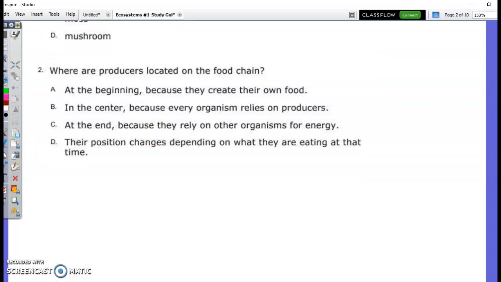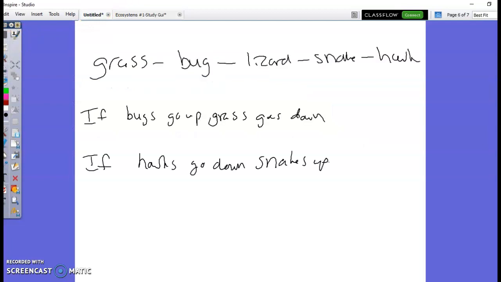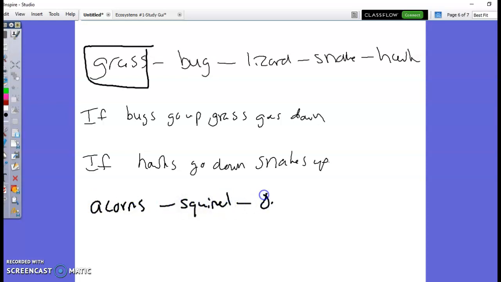Question 2. Where are producers located on a food chain? Okay, I go back because I remember doing a memory dump of a food chain, didn't I? Where is the producer in all of this? Maddox says it's here. Let's draw another one just to make sure that it's always first, right? So we'll say acorns, squirrel, to owl. Are they first?